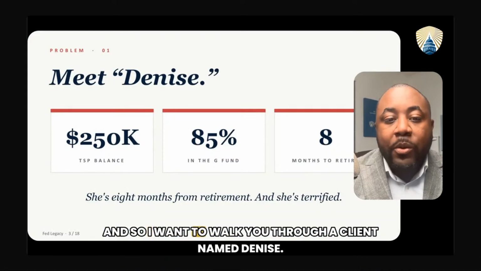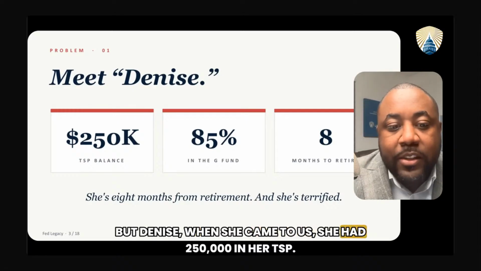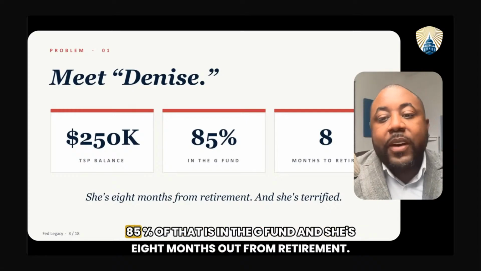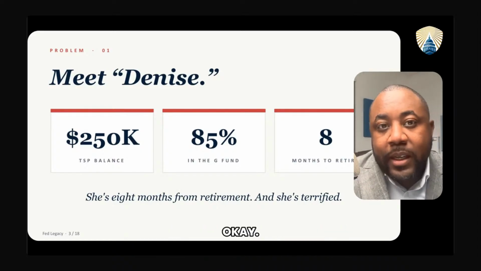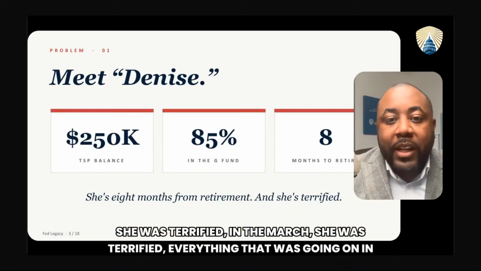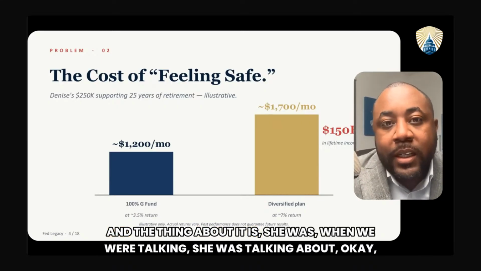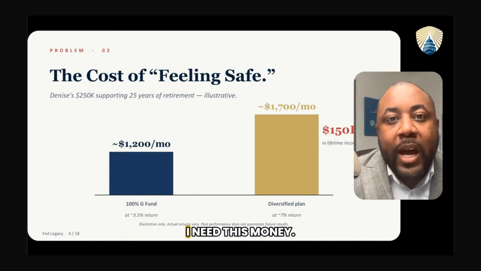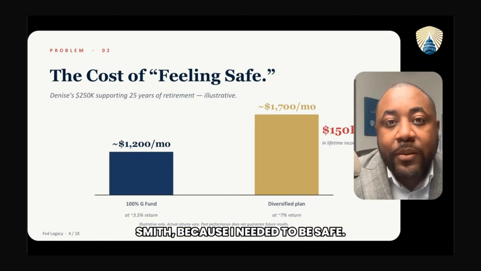I want to walk you through a client named Denise. Obviously, we changed the name, but when she came to us, she had $250,000 in her TSP. 85% of that is in the G fund, and she's 8 months out from retirement. We talked to her in March. She was terrified of everything that was going on in the TSP. She said, I moved this money to the G fund, Ms. Smith, because I needed to be safe, because I need it for income.